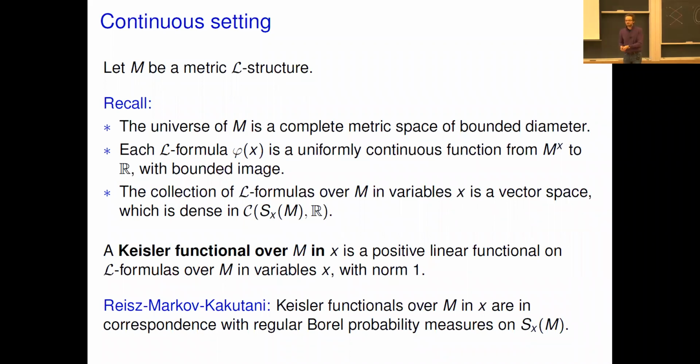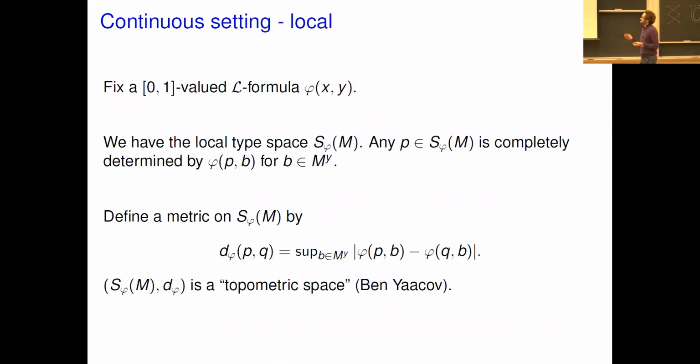I'm not going to be talking about functionals, but I think it's helpful to know that they come from concrete objects on the formulas, just like in the classical case. Okay, more continuous logic settings. Now we're going to go to the local setting, where I'm going to work around a single formula, which, again for simplicity, I'm assuming is 0-1 valued. So fix a 0-1 valued bipartition formula phi(x,y).